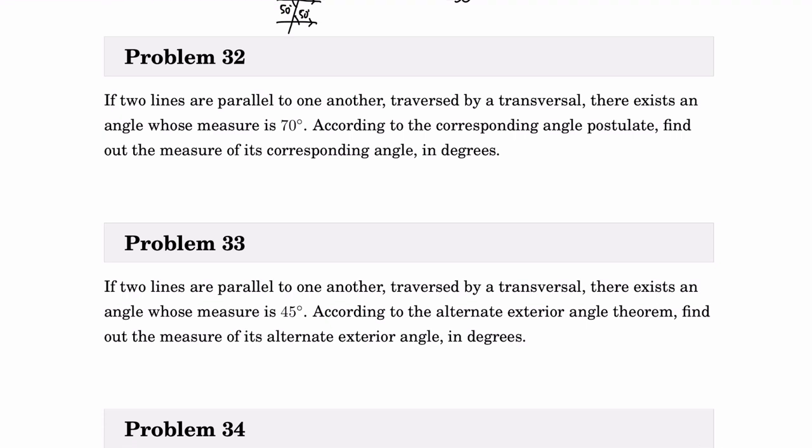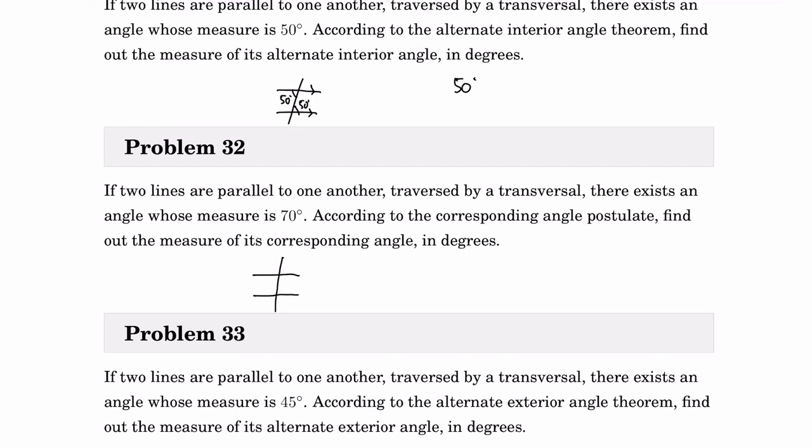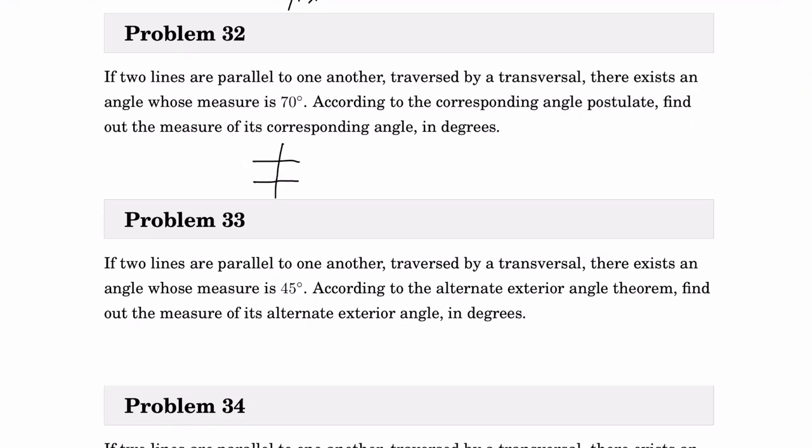If two lines are parallel to one another, traversed by a transversal, there exists an angle whose measure is 70 degrees. So we would try to draw a set of pictures, but we need to draw a transversal a bit steeper than the previous question because we're going to have an angle whose measure is 70 degrees. Okay, so there will be some 70 degrees out there, and we need to mark that the two lines are parallel to one another. According to the corresponding angle postulate, we usually call this the CA postulate, find out the measure of its corresponding angle. So there would be an angle whose measure is pretty much the same thing. And this would in fact be known as the CA postulate.